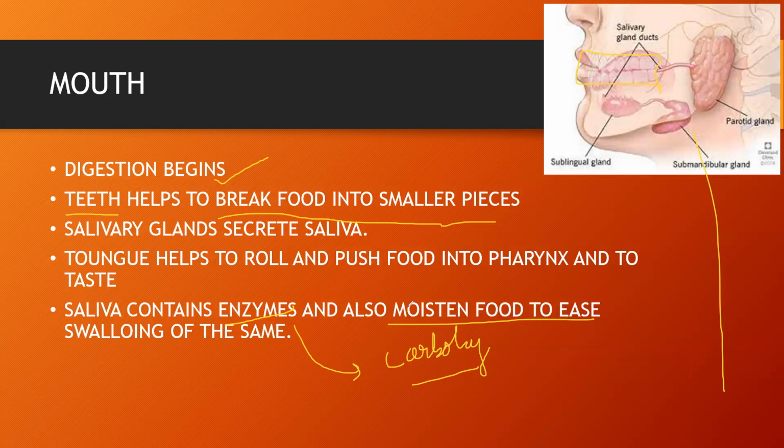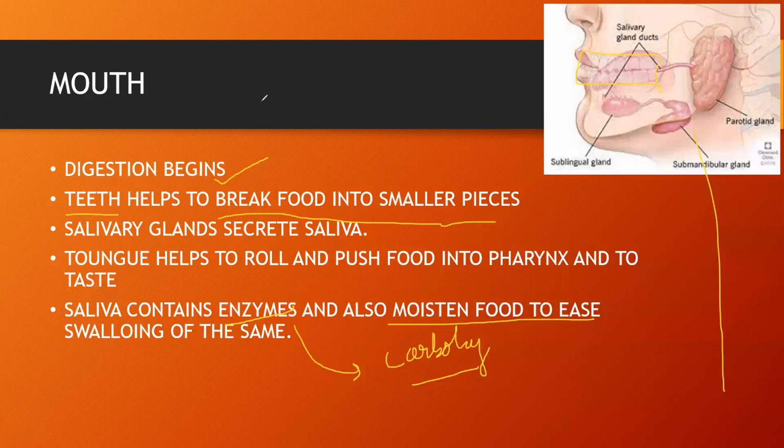So tongue helps in rolling and pushing the food. Rolling and pushing करता है pharynx में. Pharynx के बारे में अभी पढ़ना जरूरी नहीं है. Rolling and pushing मतलब रोल करता है, इधर उधर घुमाता है फूड को, और टेस्ट में भी हेल्प होता है tongue. Tongue helps in tasting the food. How food is tasting? Is it good? Is it bad? Is it salty? Is it sour? ऐसे टेस्ट के लिए tongue का काम होता है.